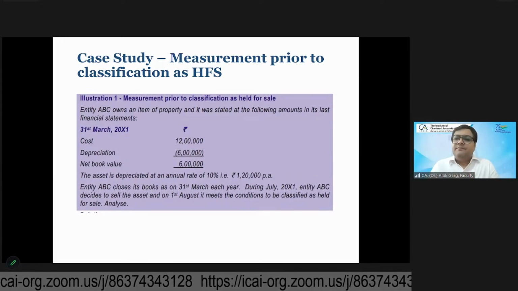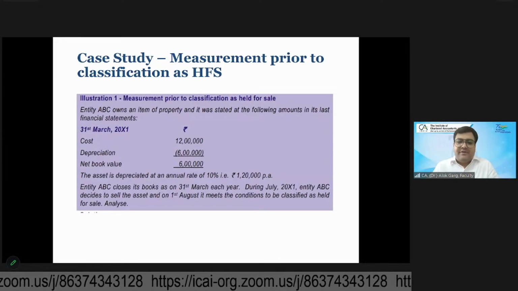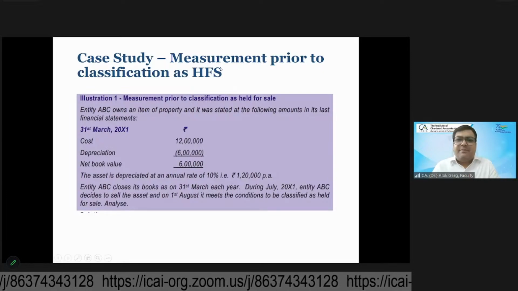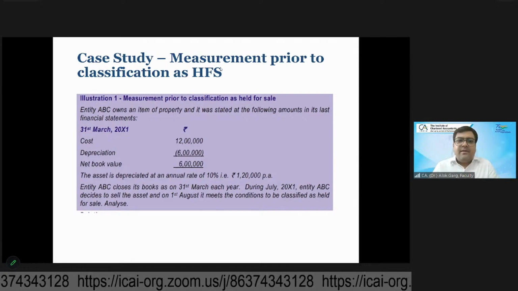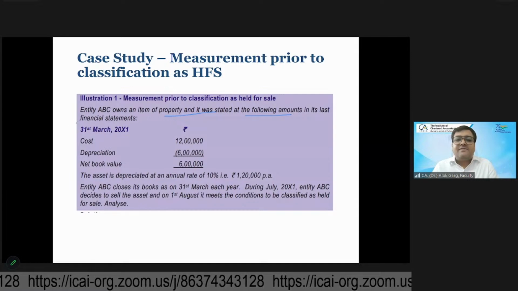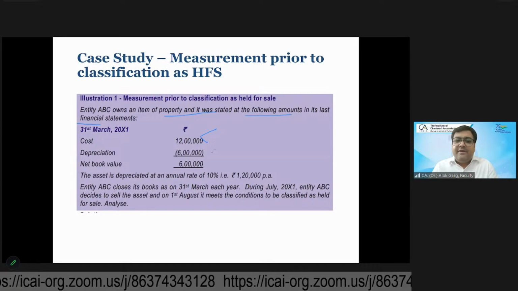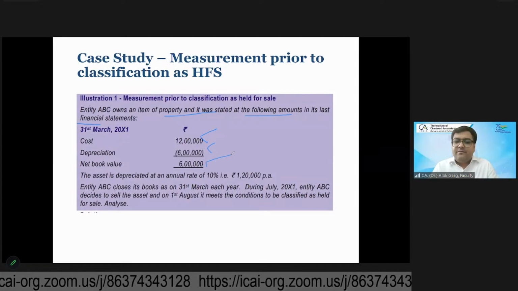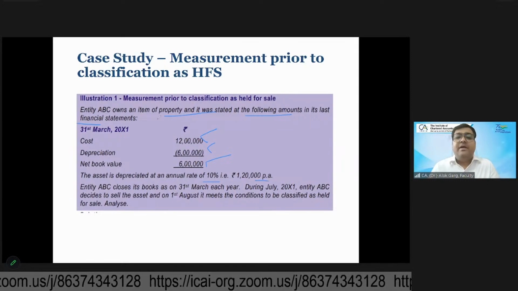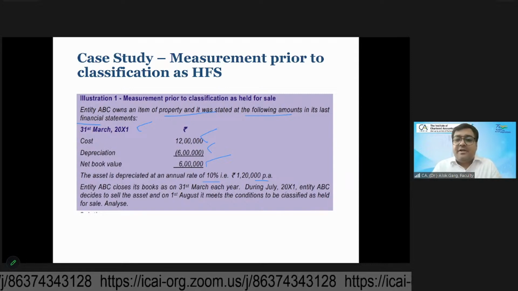So for example, the building was purchased on 1st April 2020. Or let's take this example only. Illustration number one. Entity ABC owns an item of property and it was stated at the following amount in the last financial statement. 31st March 20x1: cost 12 lakh, depreciation 6 lakh, net book value 6 lakh. The asset is depreciated at an annual rate of 10%, that is 1,20,000 per annum. The entity closes its books of accounts on 31st March every year.